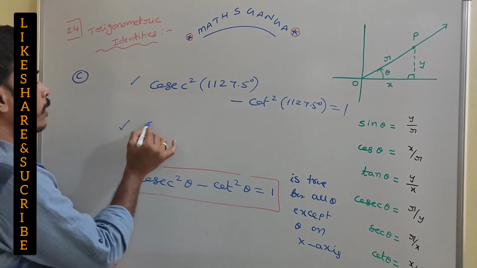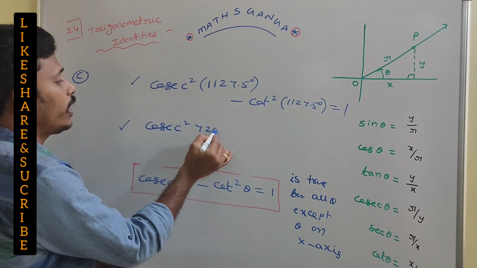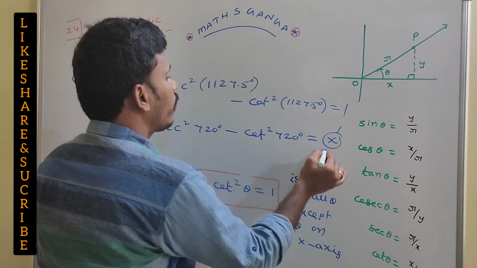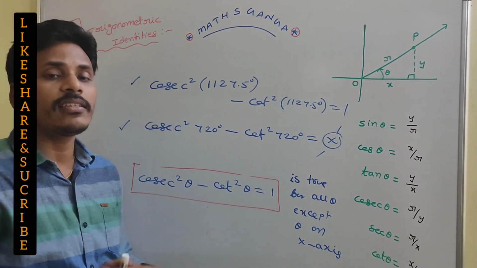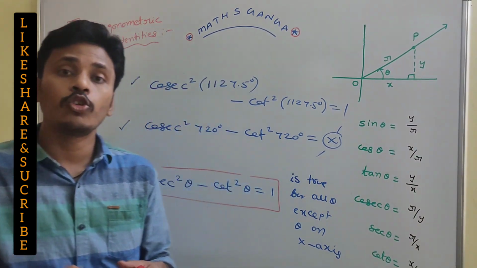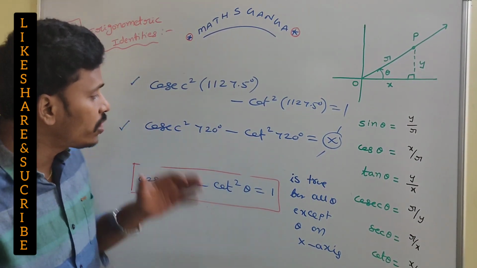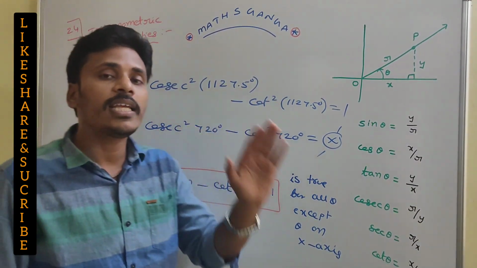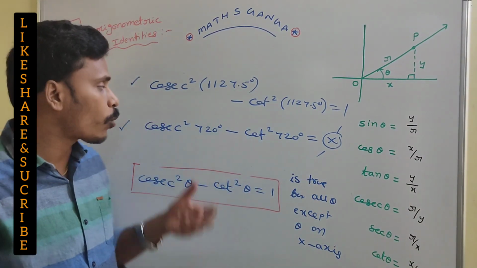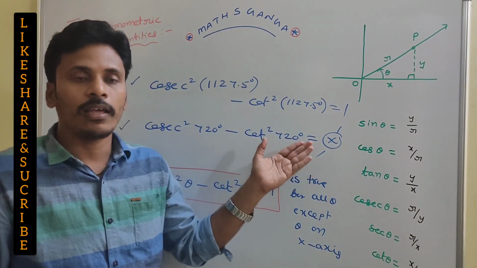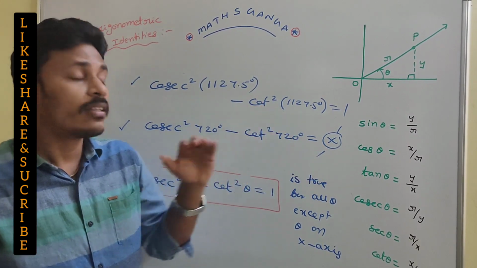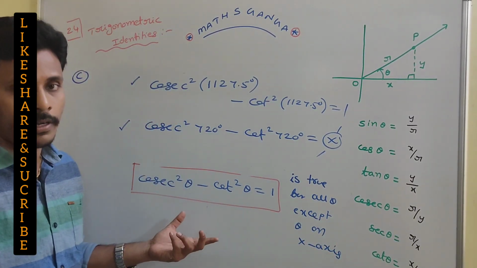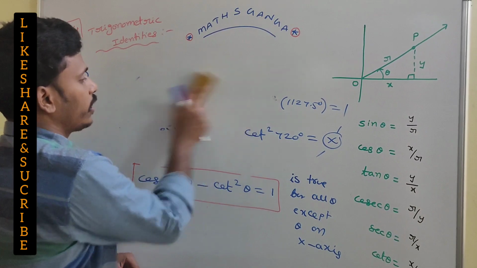So for example, cosecant square of 720 degrees minus cot square of 720 degrees is an indeterminate thing, because 720 degrees corresponds to the positive x-axis, where the value of y is 0. Since y is 0, cosecant 720 is infinity, whereas cot 720 is also infinity. Infinity minus infinity is indeterminate, and that's why it is an unknown value. See, for all the remaining angles except theta on the x-axis, this is a true statement.